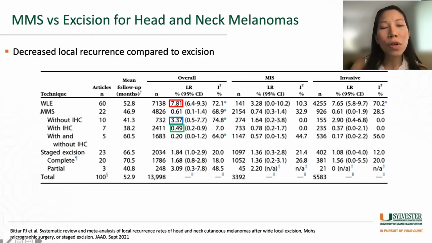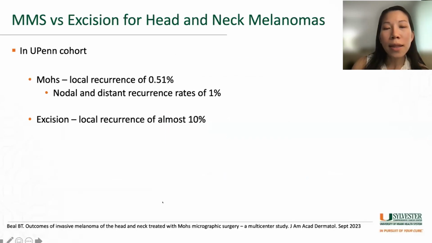When you look at it for MOHS surgery without immunohistochemistry, which was the way that we used to do it probably 15 years ago, it's better, but still not great. And then with the incorporation of immunohistochemistry, we further reduced that recurrence rate from 3.3 to about 0.5%. And this has been replicated in a University of Pennsylvania cohort. They also saw a local recurrence with MOHS surgery of only about 0.5% for head and neck melanomas, and for excision, a local recurrence rate of almost 10%.